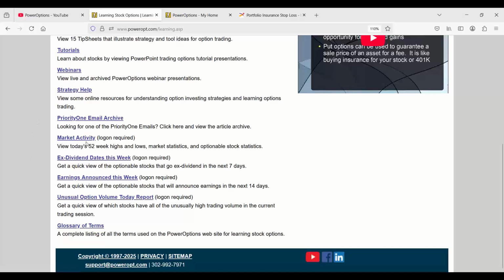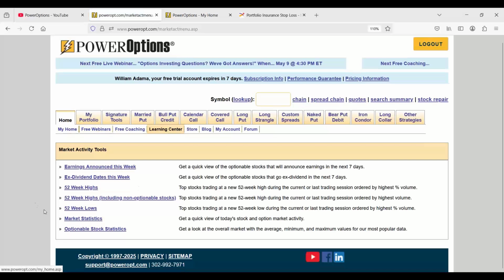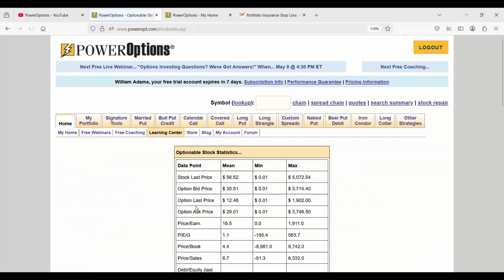And last week, we actually walked through the market activity tab. You see, you've got ex-dividend dates this week, earnings announced this week, unusual option volume report, and much more. But the market activity page has a few other links to it, similar to what we just saw. But the market statistics page, quick look at today's market activity, gainers, losers, and so forth. But the optionable stock statistics, which I always like to look at from time to time.